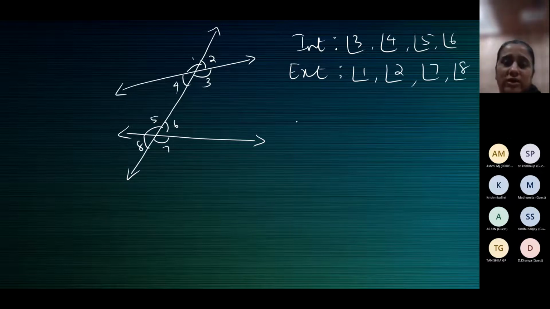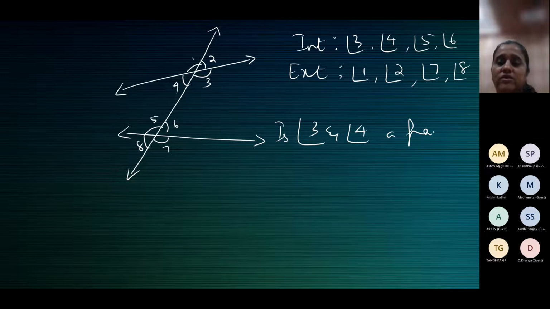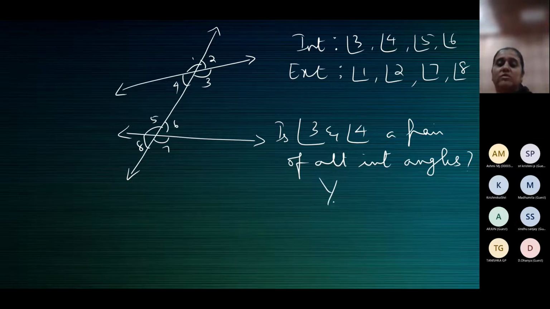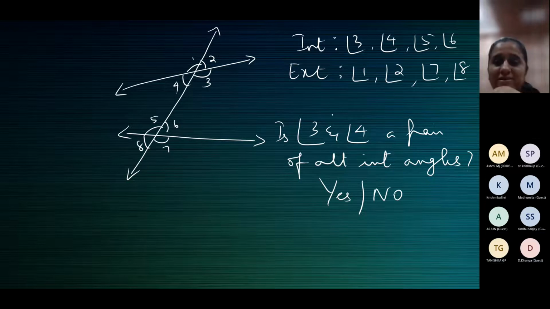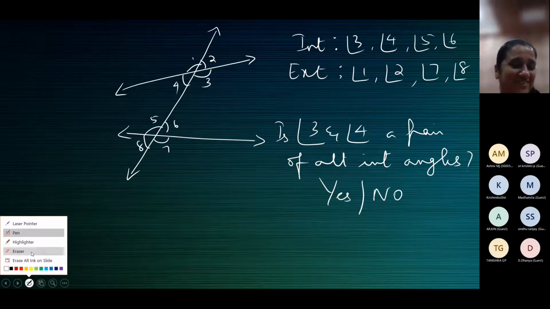Now we are caught with one question for which we are not sure about the answer. The question is: are angle 3 and angle 4 a pair of alternate interior angles? Now this is confusing. Yes or no? Final. Tell me yes or no. Yes, ma'am. It's angle 3 and angle 5. Yeah, 3 and 5. Thank you.